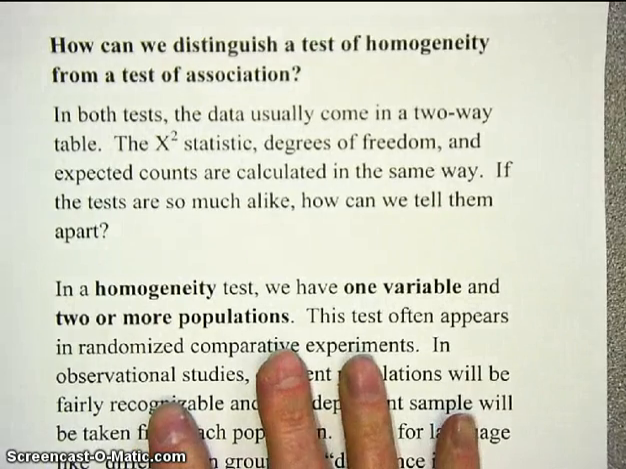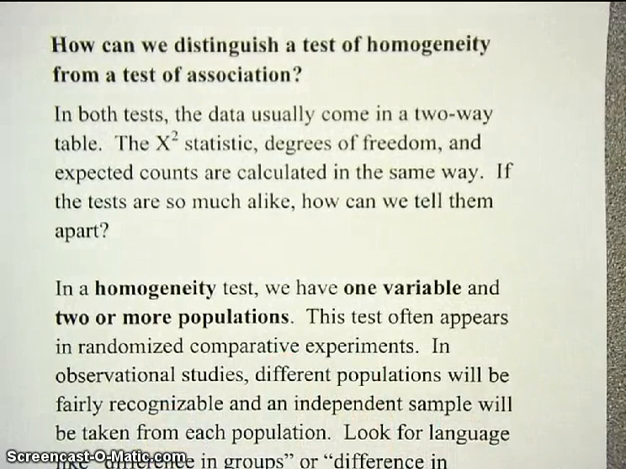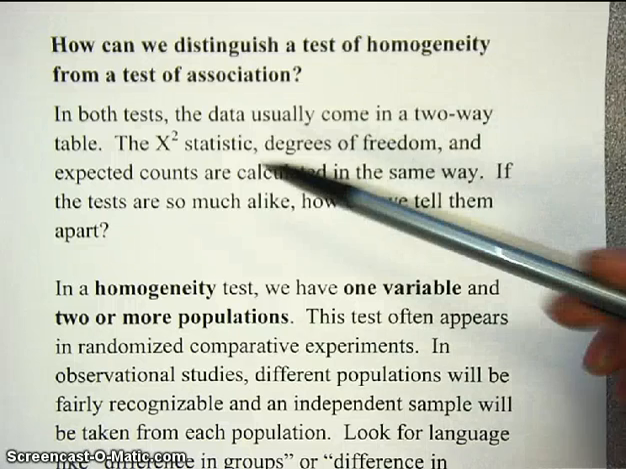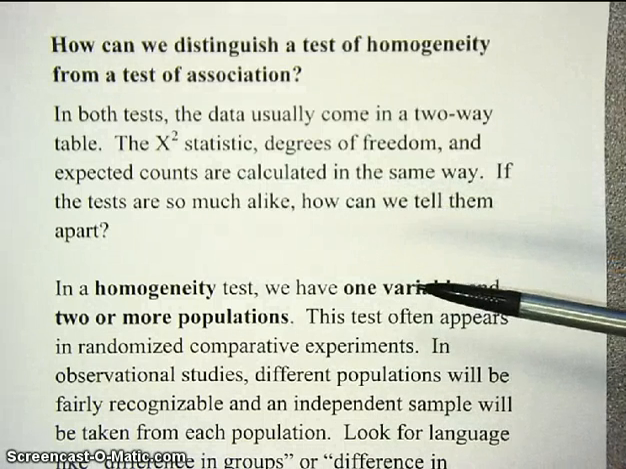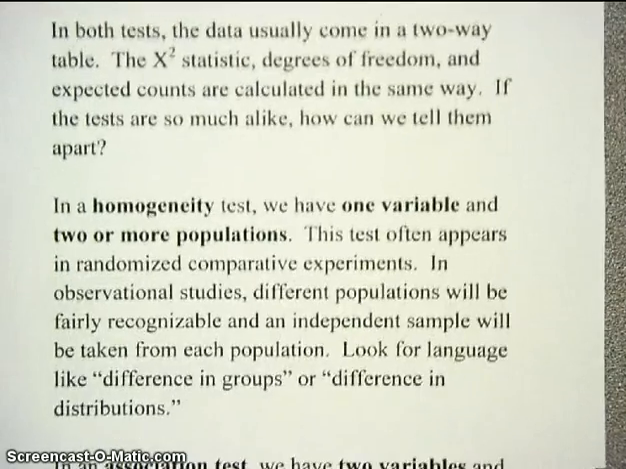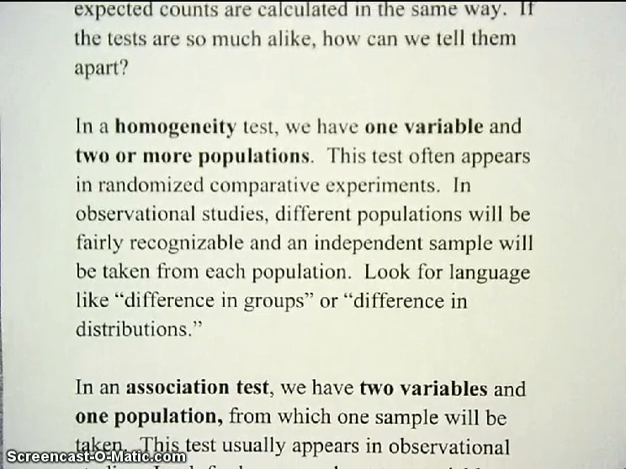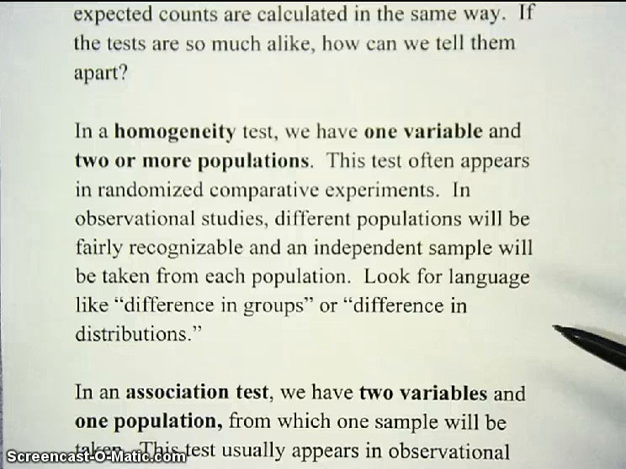Now, since the test of homogeneity and the test of association are so much alike in terms of how they work mechanically, it's a valid question to ask, how can we tell these two tests apart? The data usually come in a two-way table in both tests. The chi-square statistic, degrees of freedom, and expected counts are all calculated in the same way. So what's the difference? Well, in the homogeneity test, we have one variable and two or more populations.